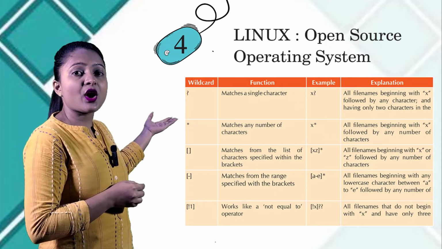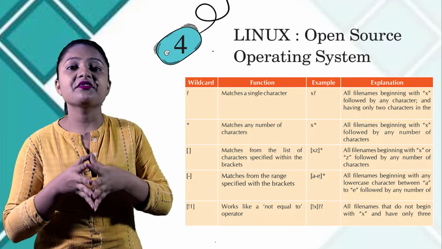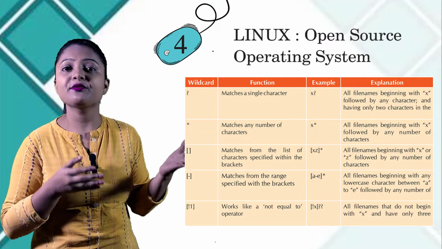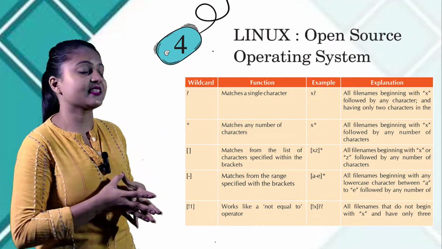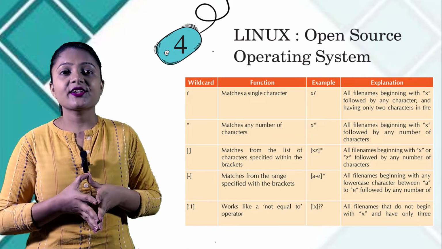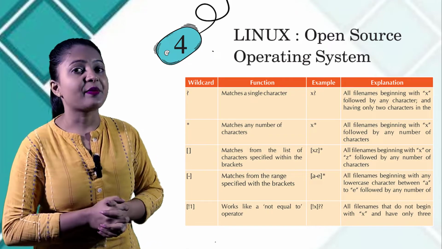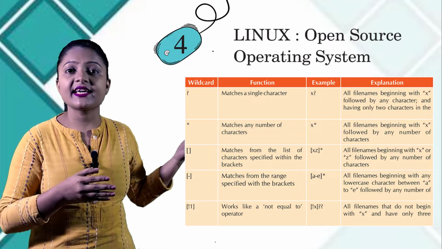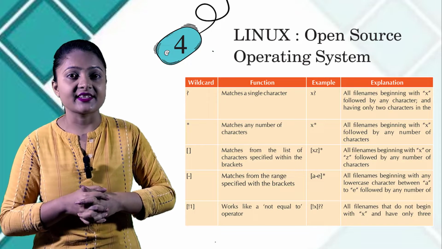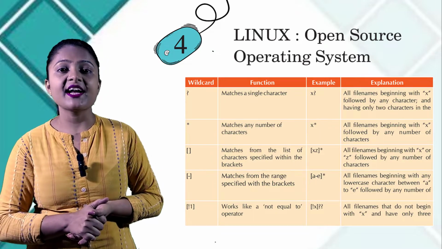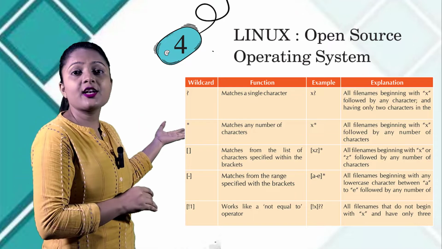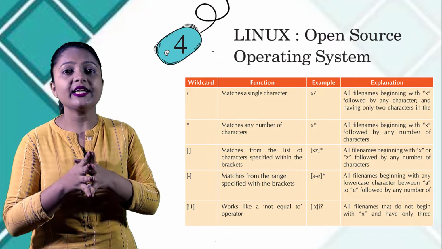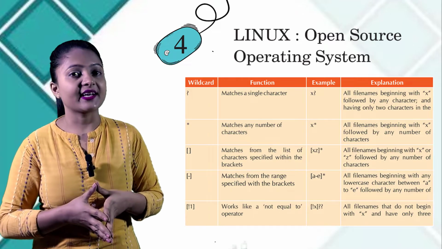Next, the brackets match from the list of characters specified within the brackets. Explanation: all file names beginning with this or this followed by any number of characters. Next, the brackets match from the list of characters specified within the brackets. Explanation: all file names beginning with this or this followed by any number of characters. Matches from the range specified within the brackets. Explanation: all file names beginning with any lowercase character between A to E followed by any number of characters.